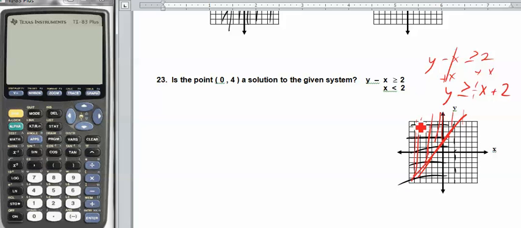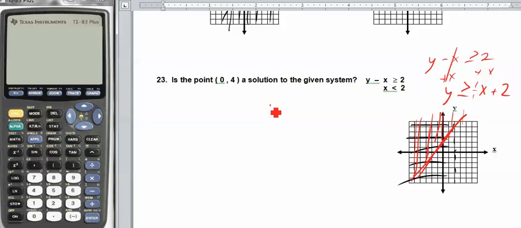So is (0, 4) in the area that's shaded by both? And the answer is yes. So it would be a solution. The other way you could do it is just put these values into both of those and see if it's true for both of them.